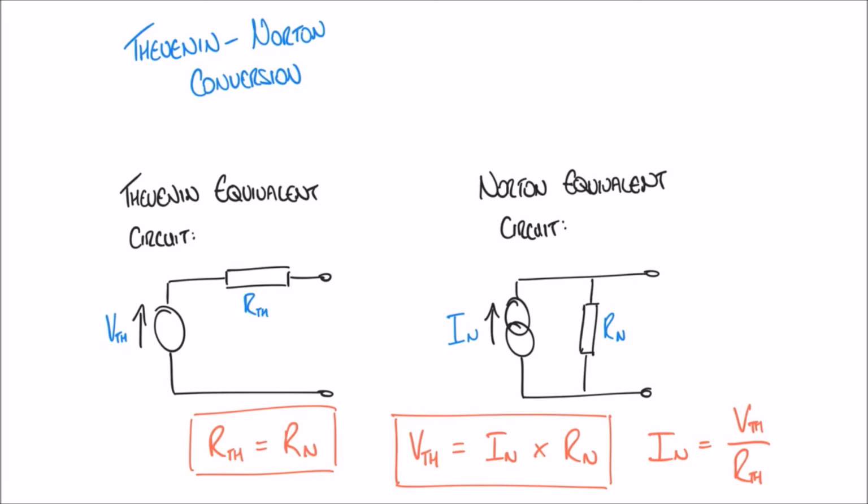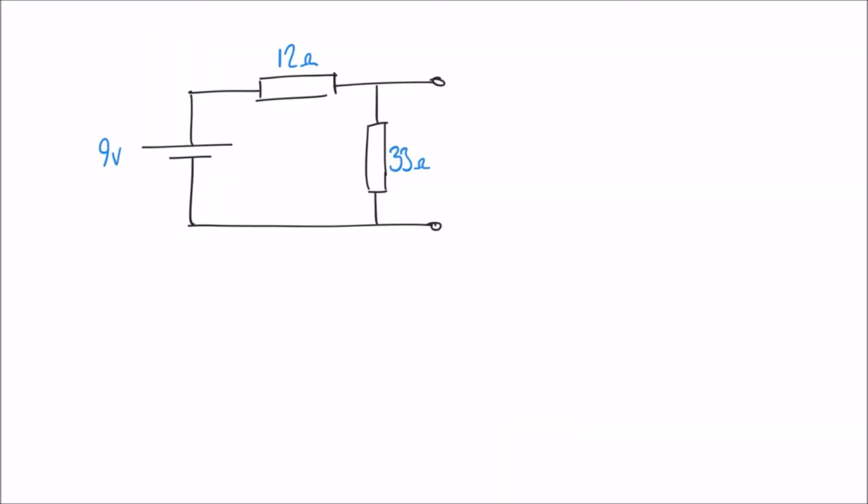Let's put this into a simple example. Here's a simple circuit that I want to simplify into its Thevenin equivalent circuit, and then we'll use that Thevenin equivalent circuit and convert it to a Norton equivalent circuit. So first of all, remembering our three steps for Thevenin's theorem, the first step is to calculate the voltage across the terminals A and B.